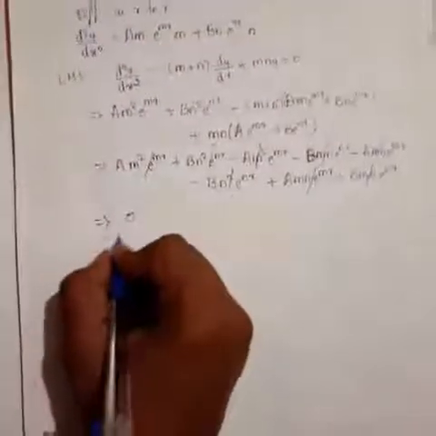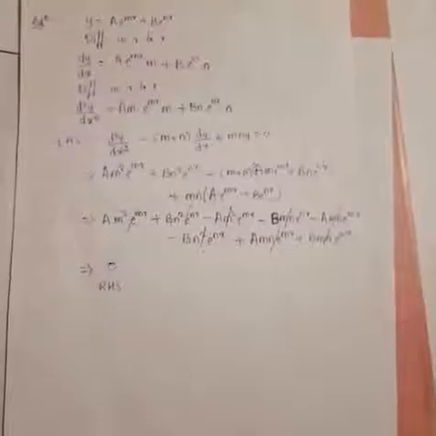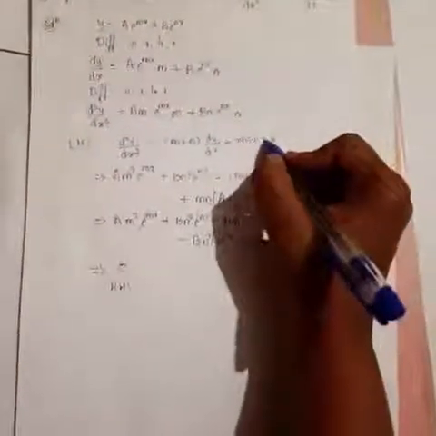It means this is equal to RHS. We have proved that what? d square y by dx square minus (m plus n) dy by dx plus mny is equal to 0. Practice all these questions.